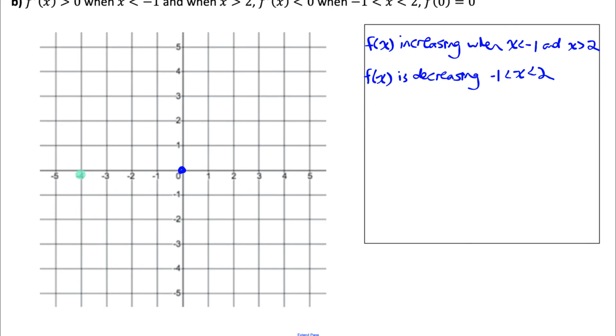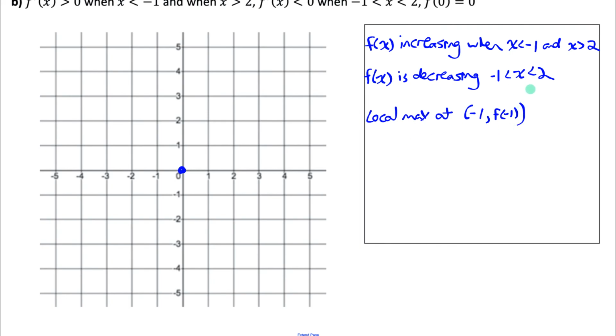So I need to draw a function that is increasing before -1, and then decreasing between -1 and 2, and then increasing greater than 2. So because it's increasing before -1 and then decreasing after -1, there must be a local max at -1. So I'll jot that down, local max at -1, f at -1, wherever that is.